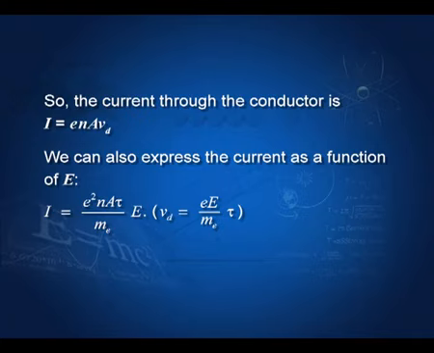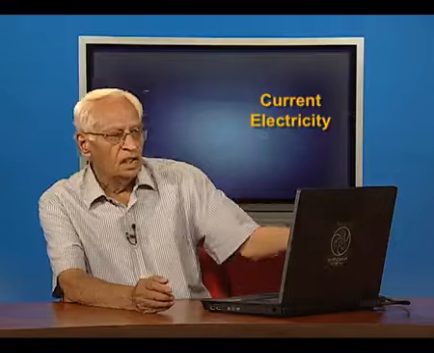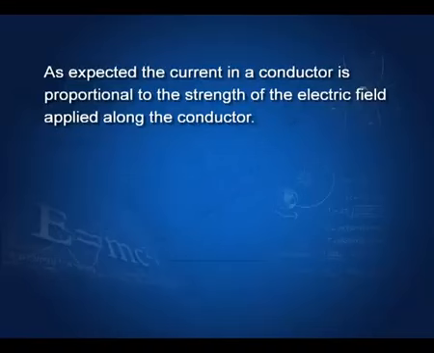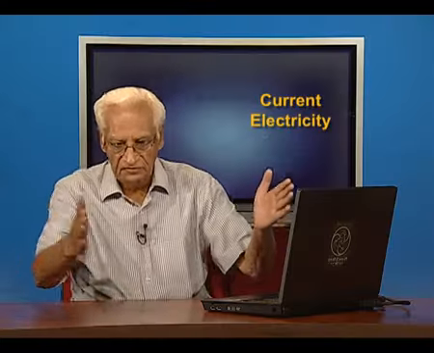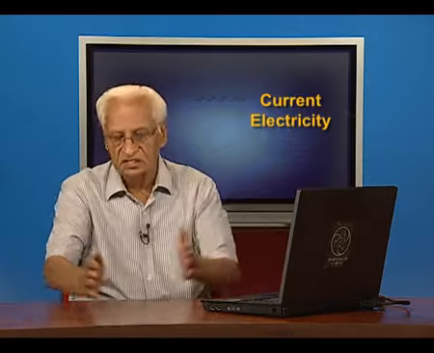So, we substitute this and we get I equal to e squared n A tau by m_e times E. So, the current comes out to be proportional to the electric field, and the electric field is due to the potential difference. Therefore, the current, we shall see in a moment, is proportional to the potential difference. So, as expected, the current in a conductor is proportional to the strength of the electric field applied along the conductor.